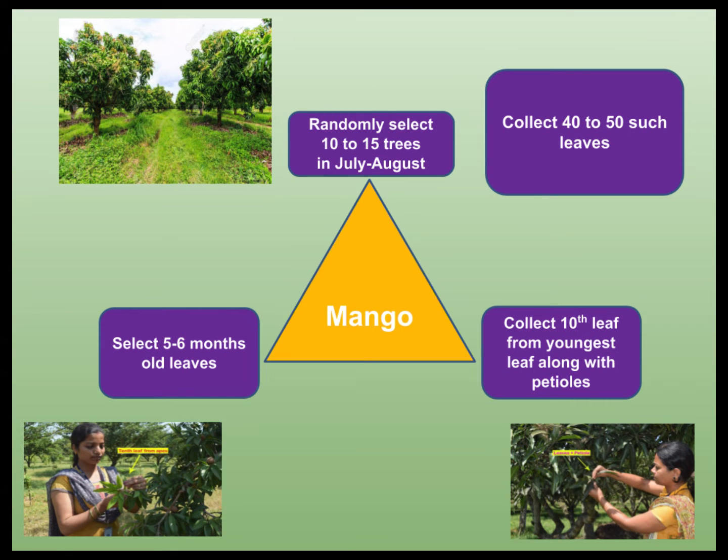For nutritional diagnosis in mango, the best time would be in Shravan Mas, that is July to August. Randomly select 10 to 15 trees per hectare in the orchard and select leaves that are 5 to 6 months old. Locate 10th leaf from the youngest leaf in leaf wall and collect 40 to 50 such leaves along with petioles per hectare and transfer to the sampling bag.